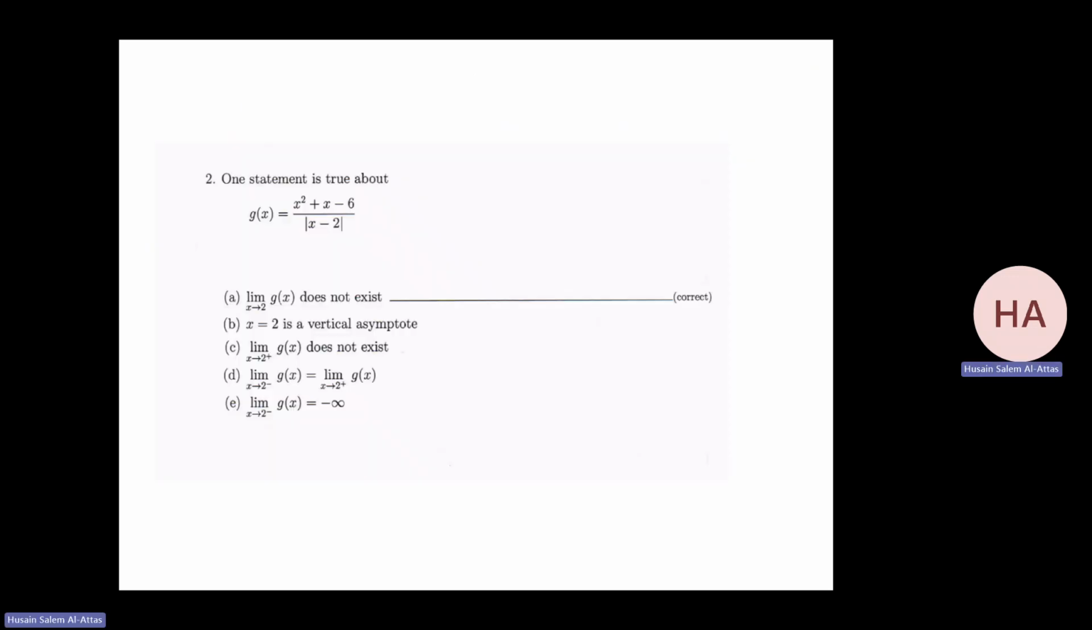Okay. Now let us check this one. If you look, he's just checking x goes to 2 from right and from left, and he wanted to see what will happen. So I need to do the limit as x goes to 2 from left for g of x, and see what will happen. And I need to do the limit as x goes to 2 from right and see what will happen. Okay, let us do these things. So that will be the limit as x goes to 2 from left for this function.